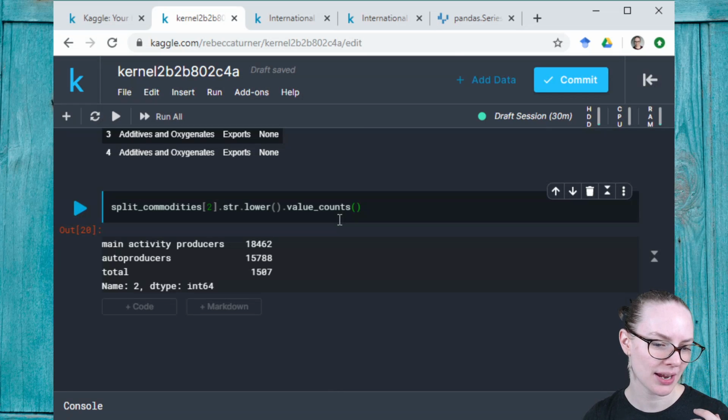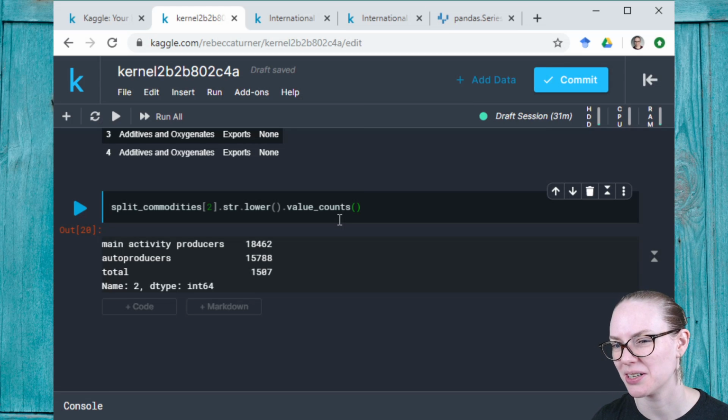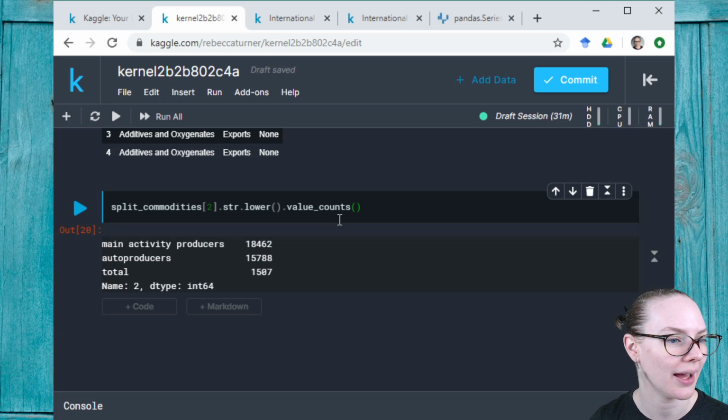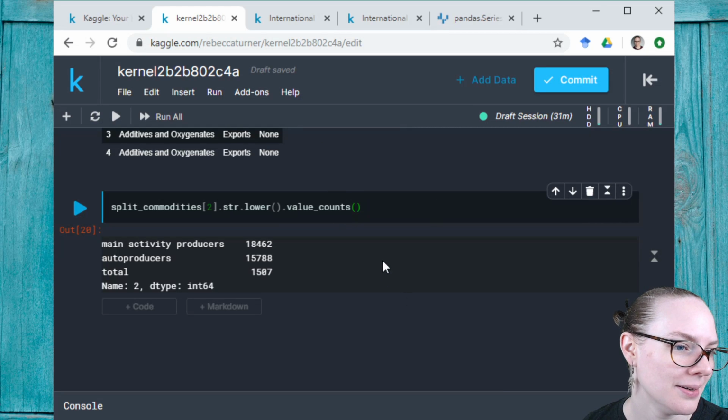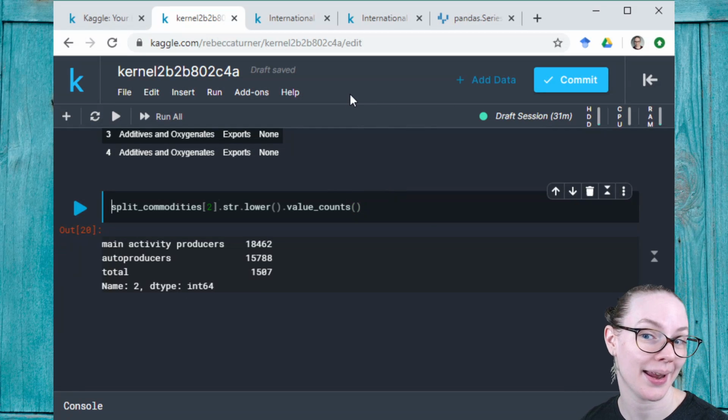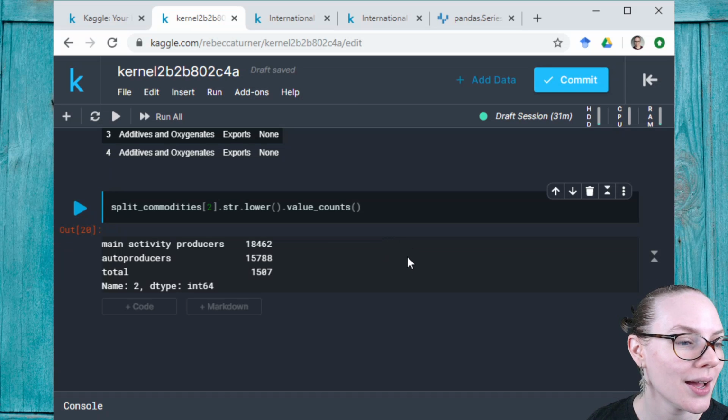Someone says, if real-time collaborative notebooks were a thing in Kaggle, would you grant access to some of your fans for live coding? Yeah, probably. Probably at most one person at a time, and we could do some pair programming. But not a thing right now. Maybe in the future. Who knows?